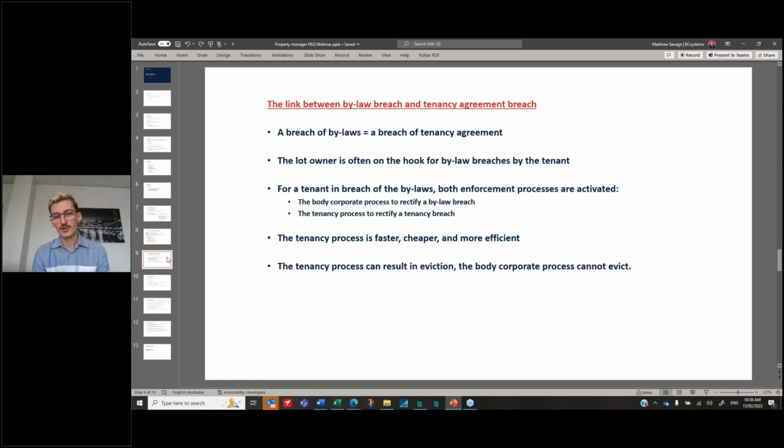Whereas in body corporate world, for the body corporate to issue a breach notice, it needs to hold a body corporate committee meeting, and then 2 committee members need to sign the notice and apply the body corporate's common seal, and then issue it by email and post.